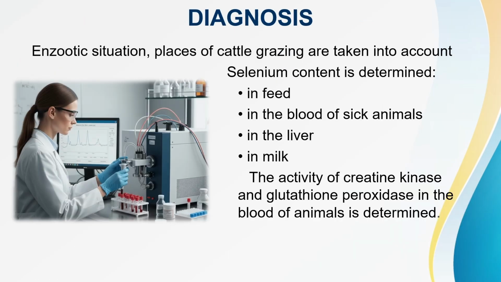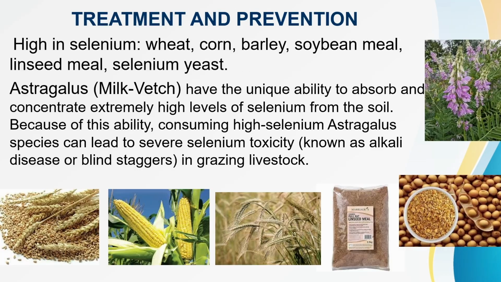To make a diagnosis, the enzootic situation and the place where livestock are grazing are taken into account. Selenium content is determined in feed, in the blood of sick animals, in the liver, and in milk. The activity of creatine kinase and glutathione peroxidase in the blood of animals is determined.